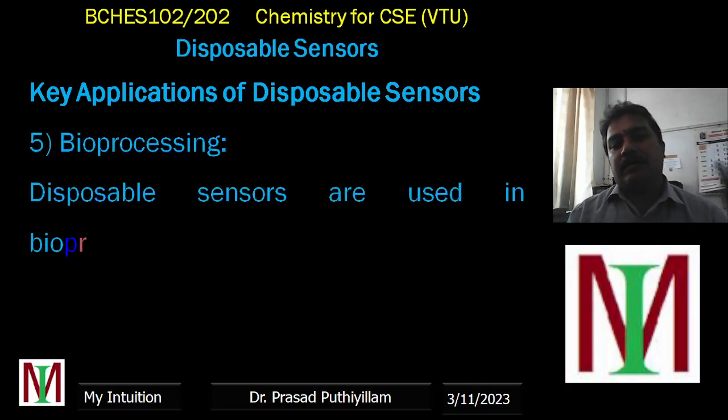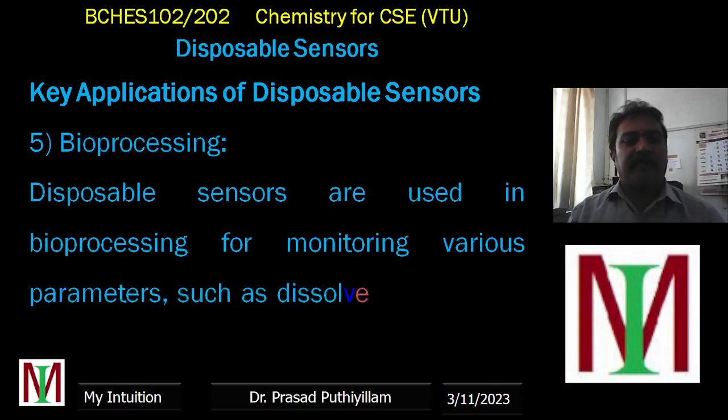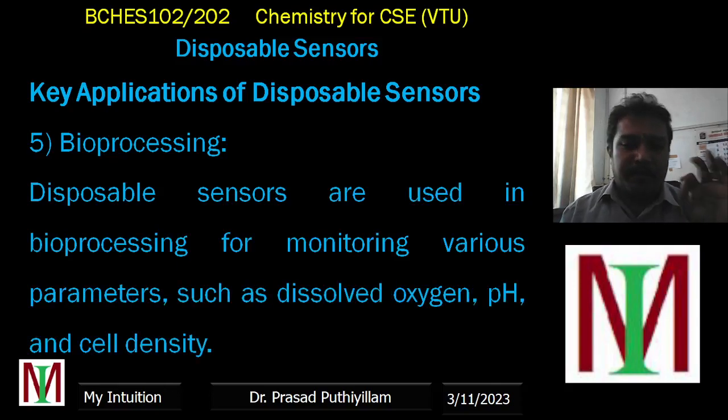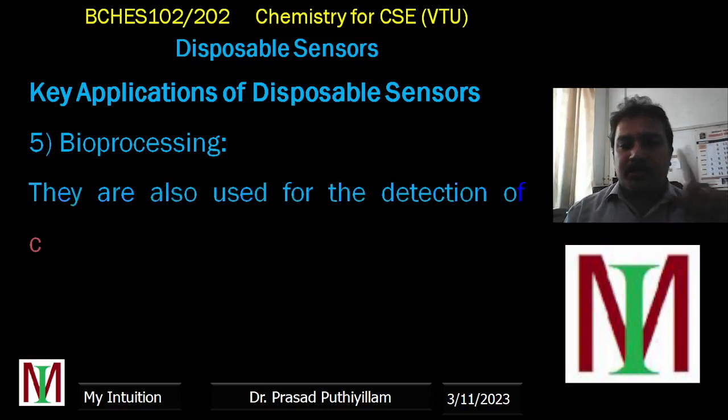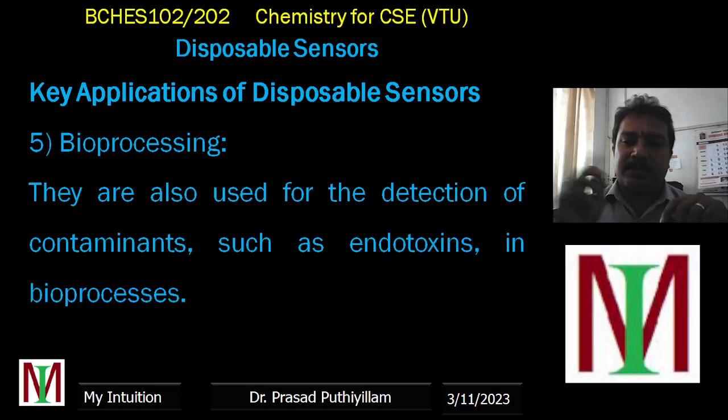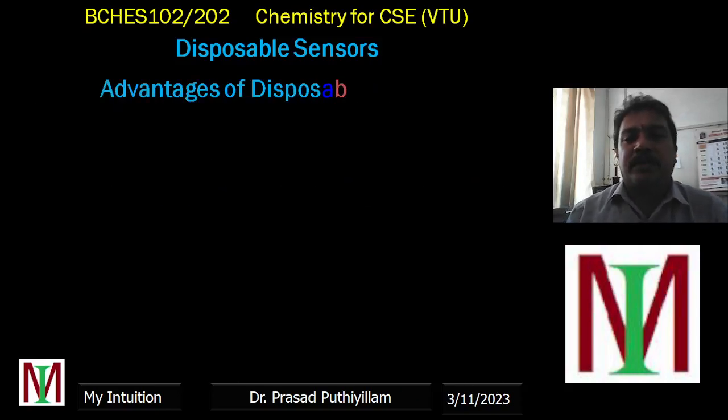Bioprocessing. They are mainly used in monitoring various parameters such as the requirement of dissolved oxygen, pH and the cell density in the bioprocessing method. Okay, cell means whatever cell we have in the body, that cell density is mentioned here. They are also used for the detection of contaminants such as endotoxins in the bioprocess. Endotoxin, one of the main contaminants which causes trouble in bioprocessing, has to be detected.